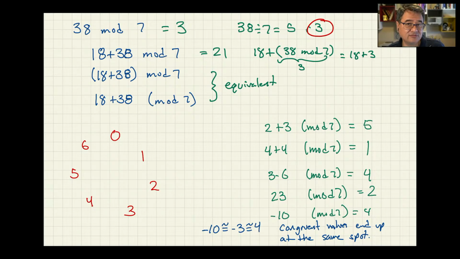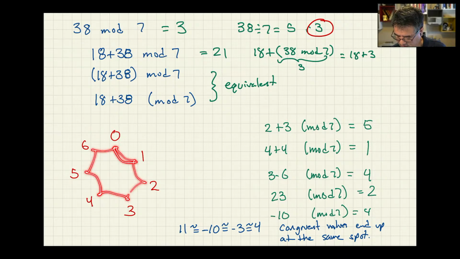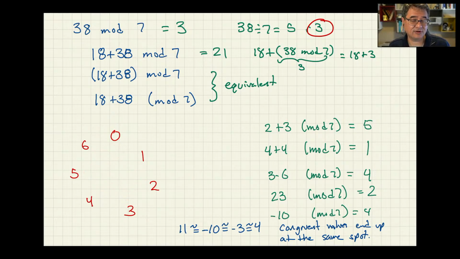And there's a whole bunch of other values that are also congruent to 4, like 11. Is that right? If I go around here and I count off 11, 1, 2, 3, 4, 5, 6, 7, 8, 9, 10, 11. Yep. So 11 also ends up at 4. So there's basically an infinite number of values that are congruent to 4. There's also an infinite number of values that are congruent to 3 and 2 and 0.